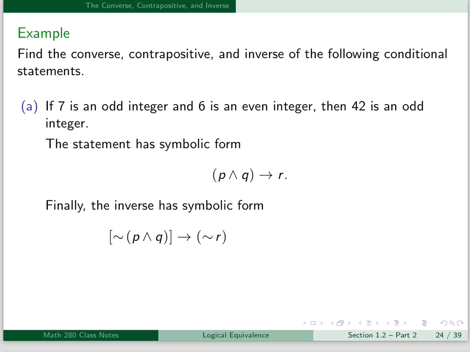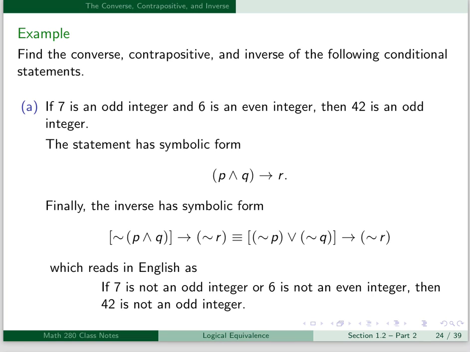And finally, the inverse has symbolic form not P and Q implies not R. For the inverse, we simply negate the hypothesis and conclusion. This is logically equivalent to not P or not Q implies not R, which reads in English as, if 7 is not an odd integer, or 6 is not an even integer, then 42 is not an odd integer.